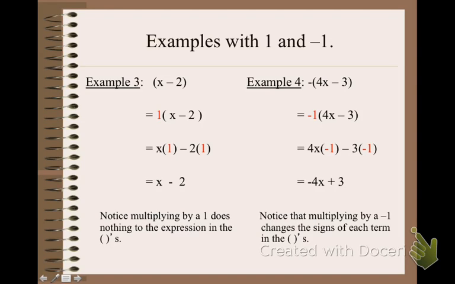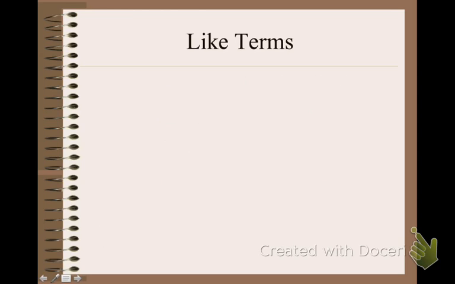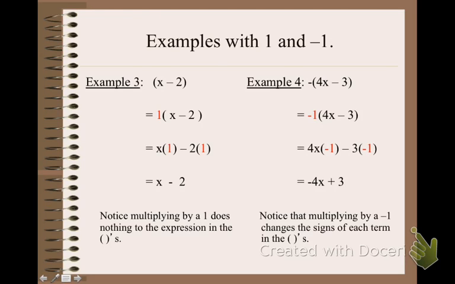So when you're multiplying everything by a negative 1, all of the terms inside the parentheses change their sign. We started out with a positive 4x up here, and we ended up with a negative 4x down here after distributing a negative 1. We have a negative 3 right here, and we end with a positive 3 right here. So distributing a negative 1 changes the sign of each term inside the parentheses.